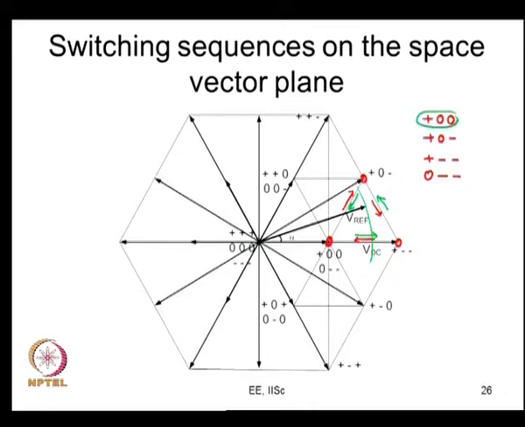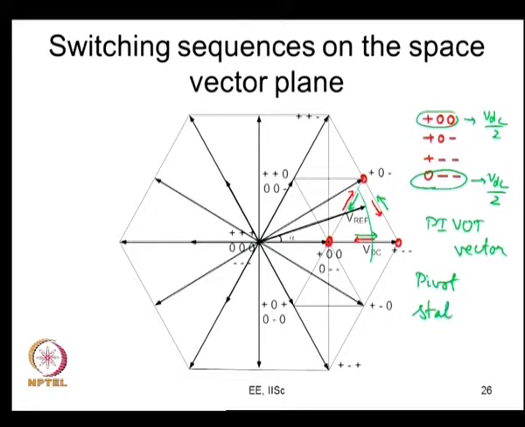You see this plus 0 0, you see 0 0 minus, both of them lead to vectors of length VDC by 2 and the same vector. So, this vector you call that as the pivot vector, because generally it starts from there, it ends from here, and you call those 2 states as the pivot states. What are the pivot states? Plus 0 0 and 0 minus minus. Similarly, this is also a pivot state, these are all pivot states, that is a terminology that we generally use here now. And pivot vector is like when you say it is 0.5 VDC angle 0, that is the pivot vector we are talking of.